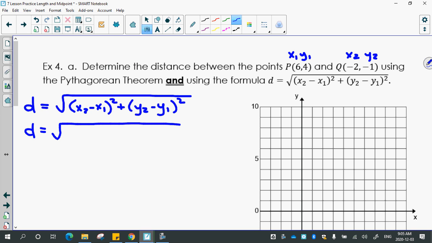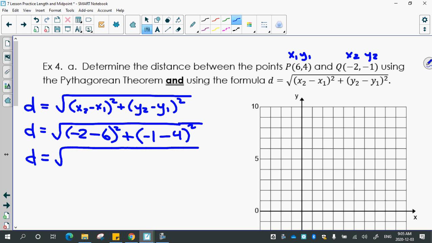And then I would substitute the numbers in where they go. So x2 is -2. There's a minus in the formula. X1 is 6 squared. Okay? Plus y2 is -1. Minus in the formula. Y1 is 4 squared. Okay? So that's just my substituting step. I've got all the numbers in the right spot. Okay? Now I'm going to do the bracket.